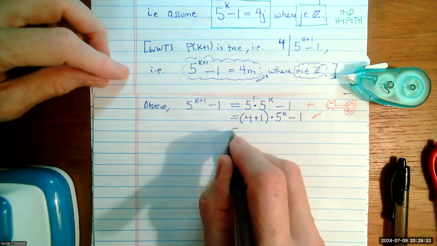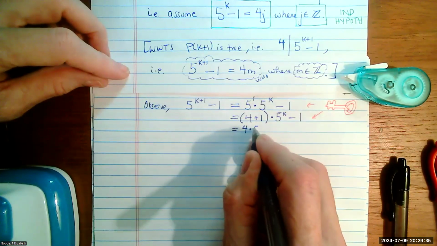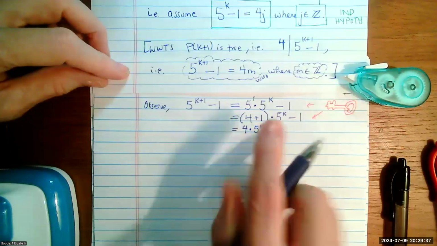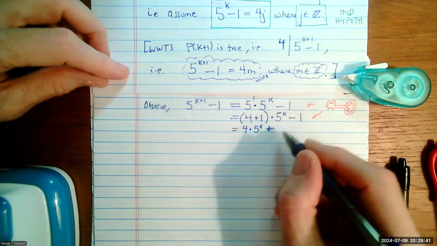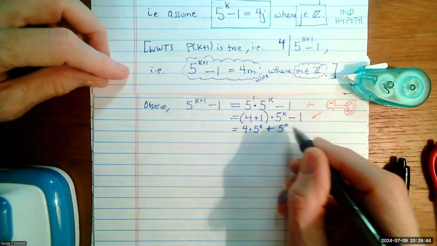Let's go ahead and distribute this out now. This is 4 times 5 to the K. So we got like 4 apples there. Plus, well, 1 times 5 to the K is just plain old 5 to the K.